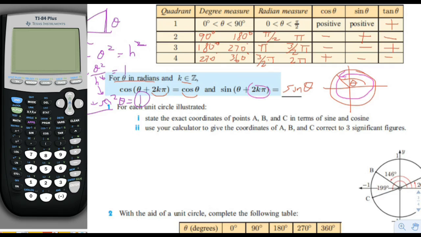So adding 2k pi, which is any multiple of 2 pi or any multiple of 360 degrees, you're just getting back to the exact same angle theta. So obviously you're going to get the exact same thing you got back before. Okay, so adding to theta any multiple of 360 degrees, you're just going to get the exact same value of sine or cosine. Okay? All right, so let's move on.